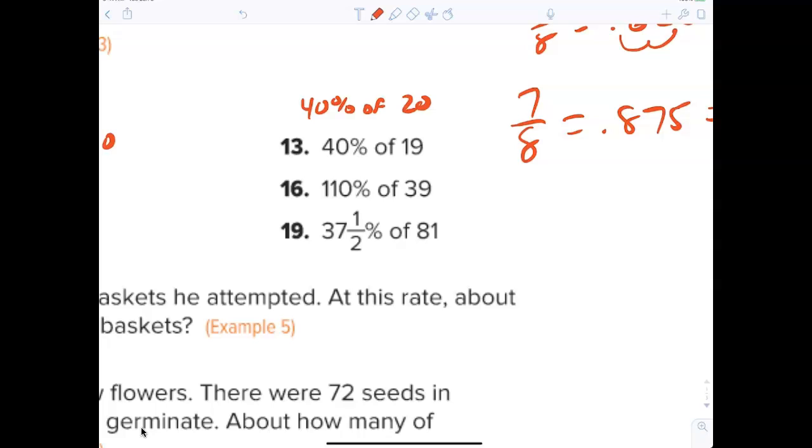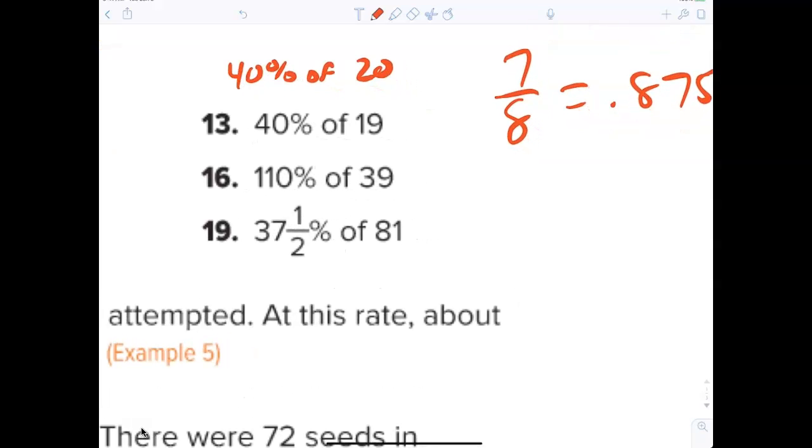40% of 20. So 10% is what? 2. So 40% would be 8. Everybody with me on this? Right? So if you want to write something down, it would be 10% is equal to 2. So 40% would equal 8. That's right. Everybody happy with that explanation?